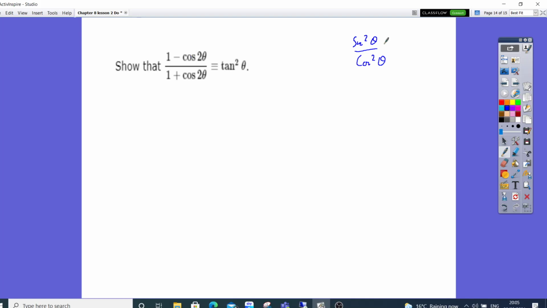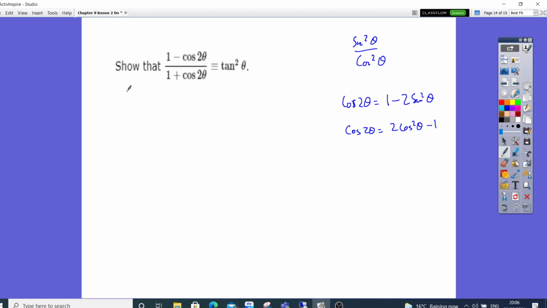So I want to end up with sine squared at the top. So I'm going to use 2 of these facts. At the top, I'm going to use cos 2 theta is equal to 1 minus 2 sine squared theta. And at the bottom, I'm going to use cos 2 theta, which is 2 cos squared theta minus 1. So I'm going to use that bottom.